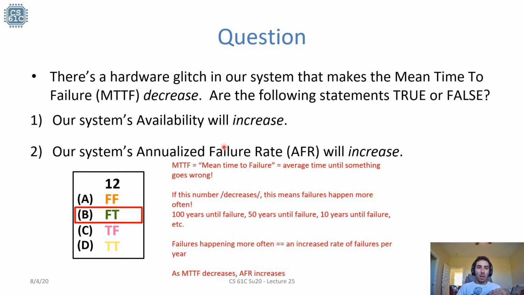Not so good. Okay, what about annualized failure rate? Well, the mean time to failure is defined as the average time until something goes wrong, right? So if this goes down, that means that you're going to have more failures happening per year, right? Because the mean time is decreased, so you're going to fail more often. So over the course of the year, your annualized failure rate is going to increase. Okay, so hopefully this is straightforward enough. This is just basic, straightforward terminology. That way we have a way of formalizing mathematically how we can analyze how well our systems are running in terms of failure rates and how well they're doing on actually getting back up when they fall.